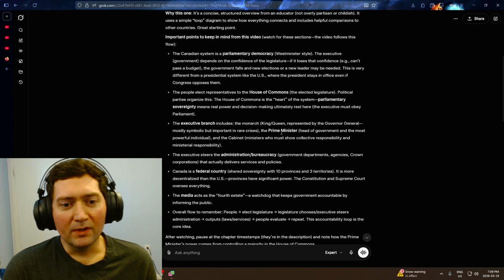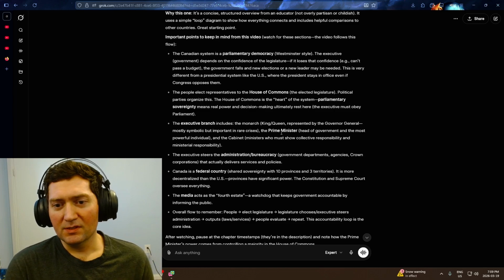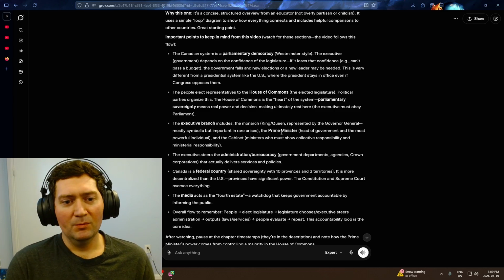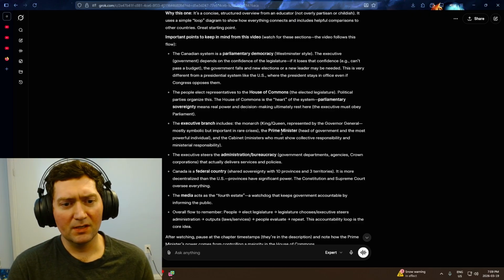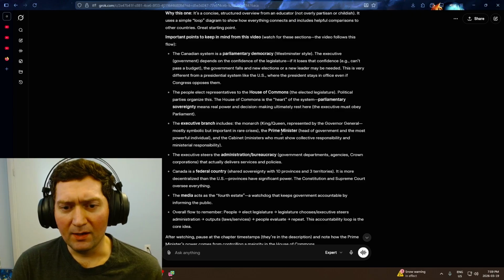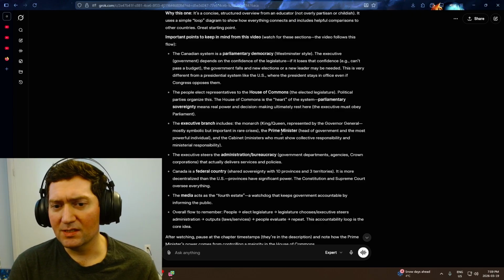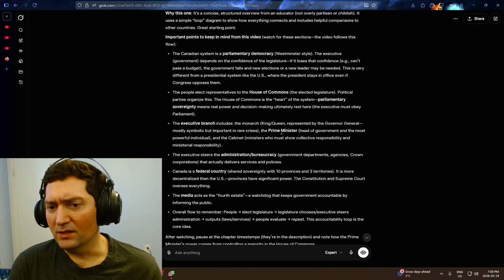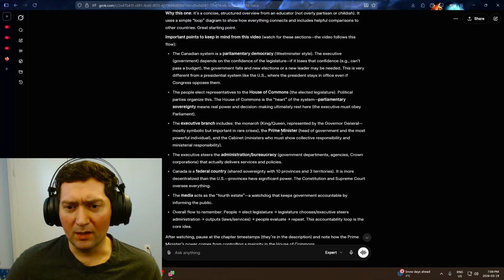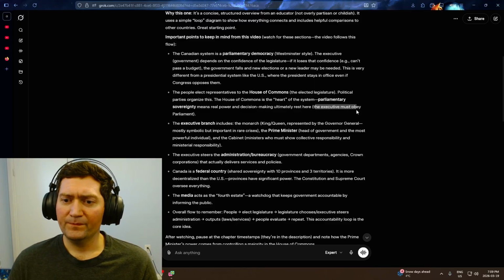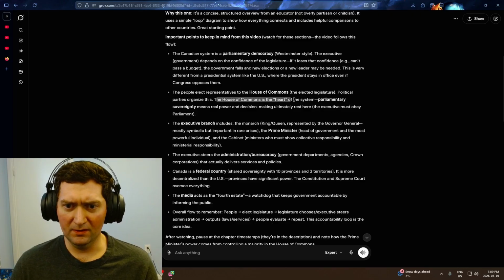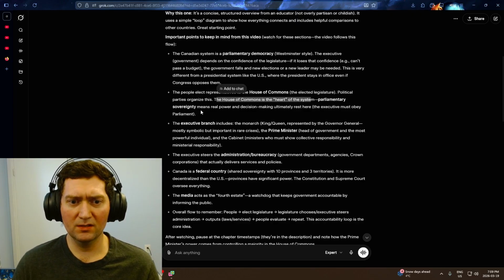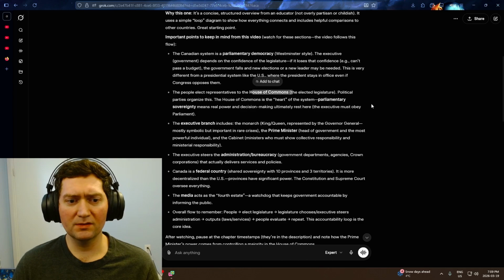Okay, the people elect representatives to the House of Commons, the elected legislature. Political parties organize this. The House of Commons is the heart of the system. Parliamentary sovereignty means real power and decision making ultimately rests here. The executive must obey Parliament. So the people put forward, in the end, the power is with the elected House of Commons.